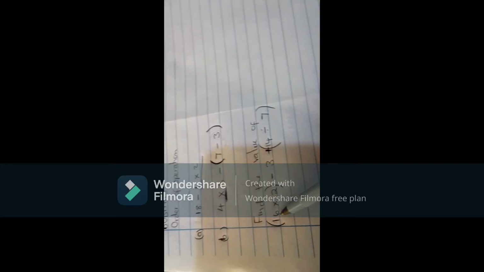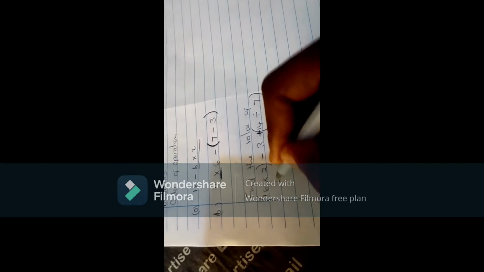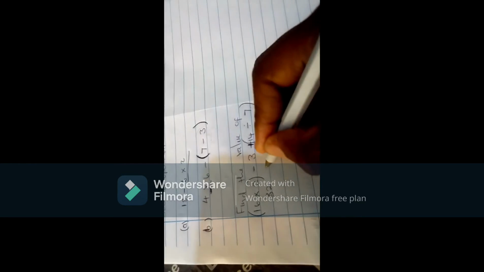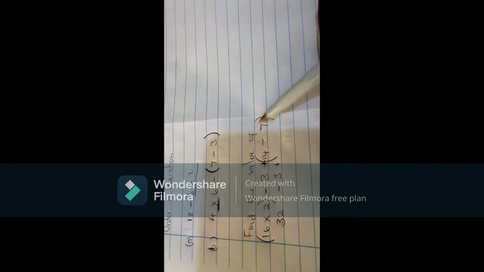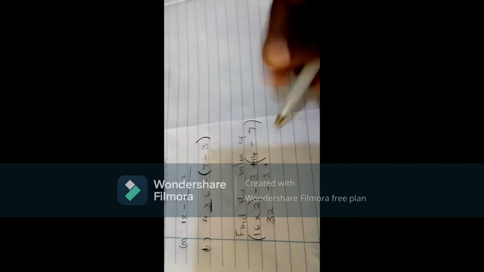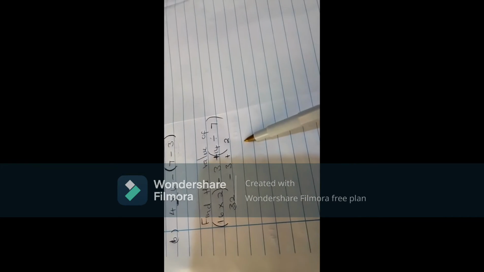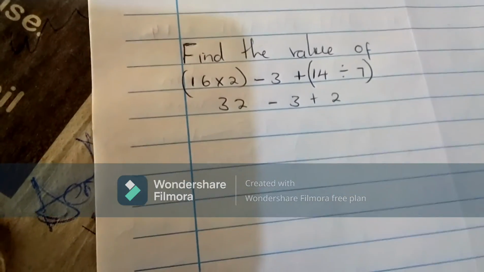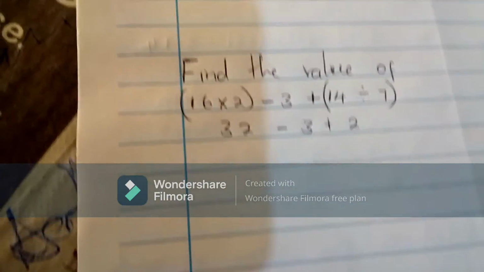So I'm going to start with this part. This is 16 times 2. I will get 32. Yeah, it's 32. Minus 3 plus, then I'll deal with this part again. 14 divided by 7, that's 2. So now I'm left with subtraction and addition. Okay guys, so now we have 32 minus 3 plus 2.